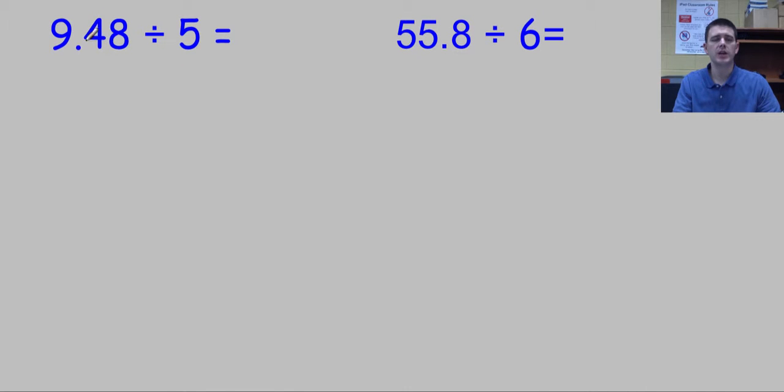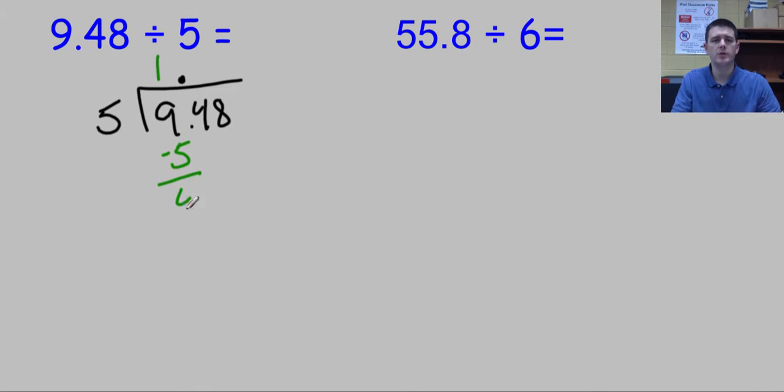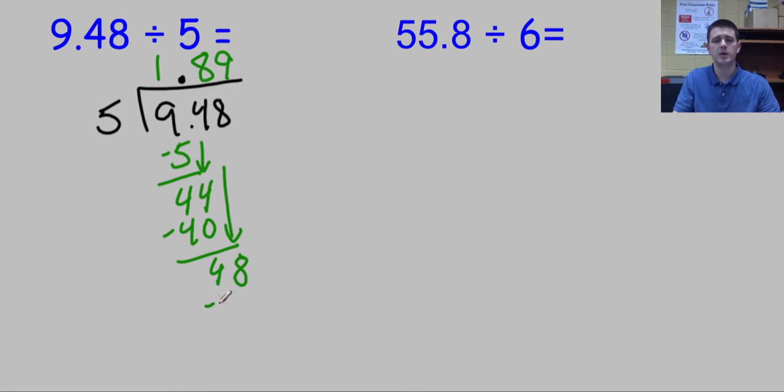So first thing, the first number goes on the inside. So 9.48. The 5 is the divisor, it goes out front. First step, slide that decimal up into our answer, and then we're ready to go ahead and divide. 5 goes into 9 one time, which is 5. I subtract to get 4. Bring down my next number. 5 goes into 44 8 times, which is 40. Subtract to get a 4, and I bring down the 8. 5 goes into 48 9 times, which is 45. Subtract, I have 3 left over.